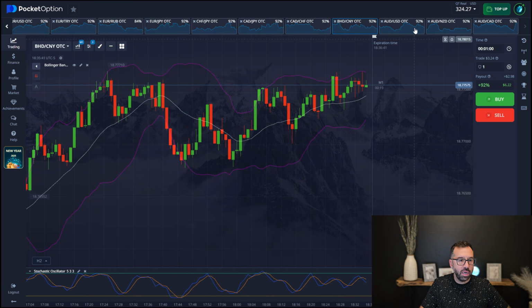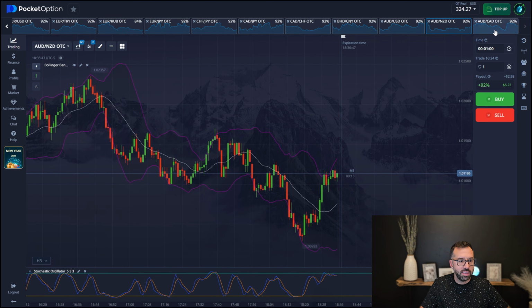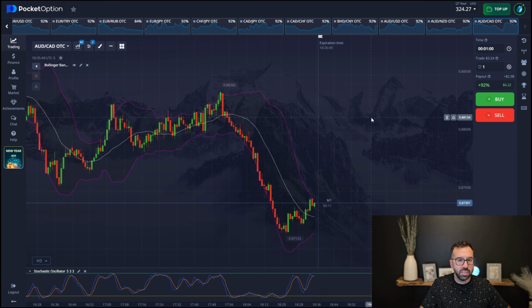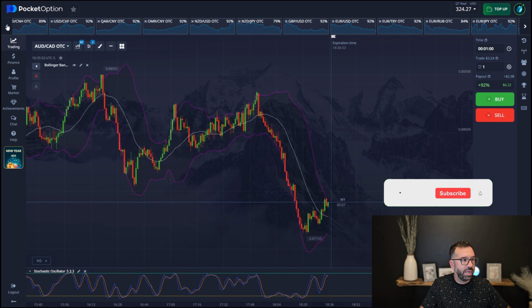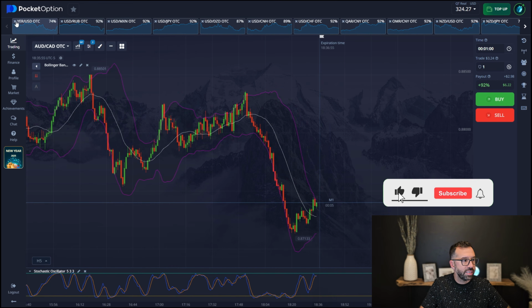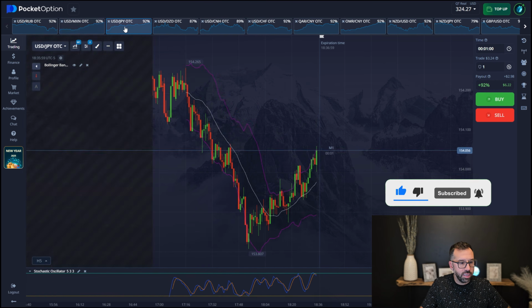Again, this is why I don't mind showing you guys the losses too, because, you know, it happens. This is Pocket Option. This is trading, and this stuff happens. But that doesn't mean that we can't still end up in a profitable day. Let's get rid of that 74. Let's keep looking for a good chart here.